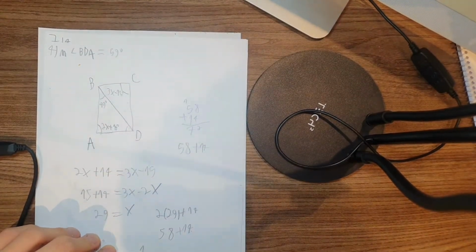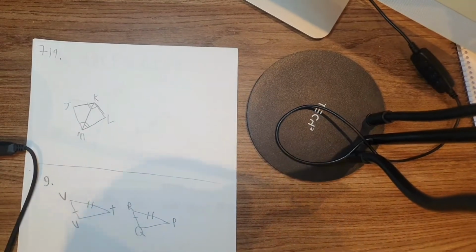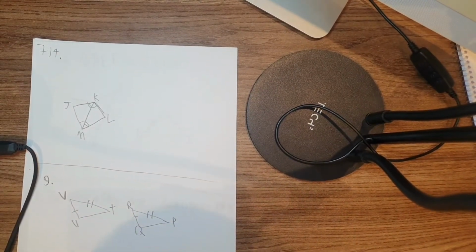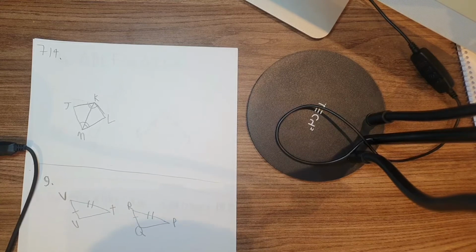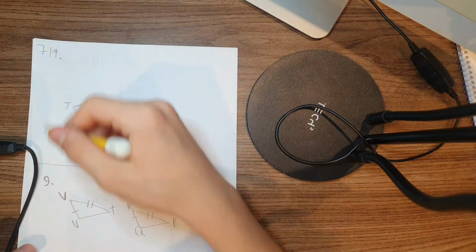Okay, exercise 4 done. Okay, so exercise 7. We gotta determine if the triangles are congruent. If they are, we gotta write the triangle congruent statements and name the postulate that tells us why they are congruent. So I have to do 7-4 and 7-9.